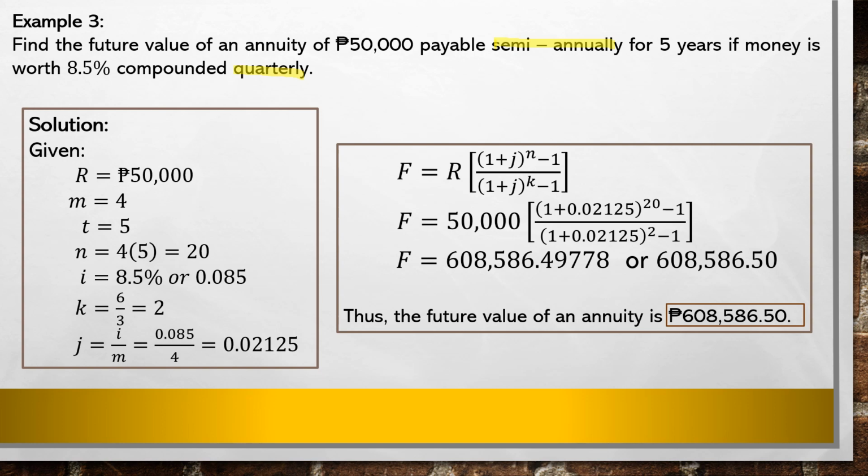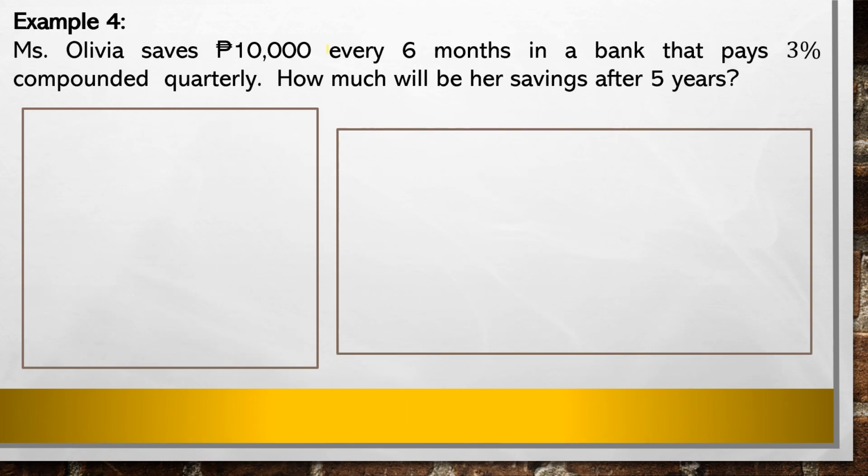Let's proceed to our last example. Let's say Miss Olivia saves 10,000 pesos every 6 months in a bank that pays 3% compounded quarterly. We can see that our payment period is every 6 months, and it is not the same as our interest period, so that is an example of general annuity. The question is, how much will our savings be after 5 years?